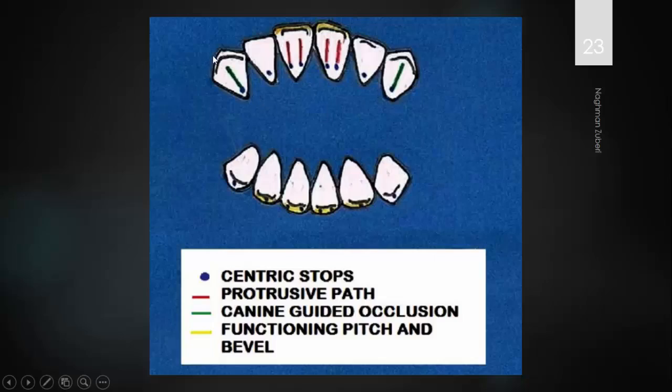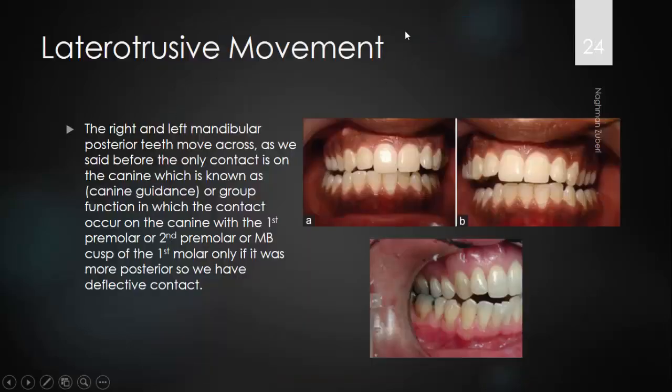We know that laterotrusive movement could be of two types, either canine guided, like over here where canines are in contact on the working side and the rest of the dentition is in disclusion. Either it would be on the right hand side or on the left hand side. Or there will be group function, where on the working side all the posterior teeth will be in contact and the rest of the dentition will be discluded.